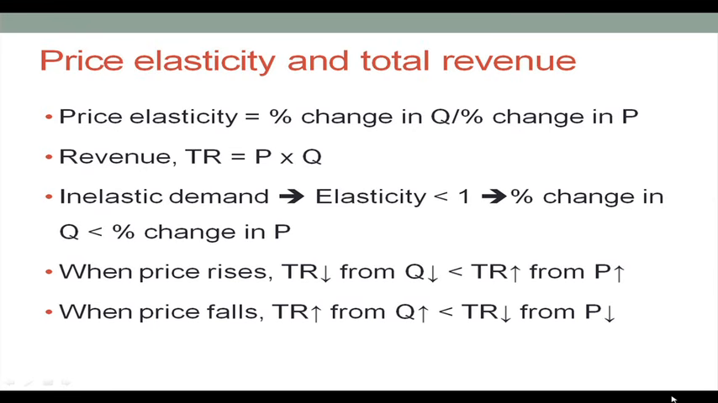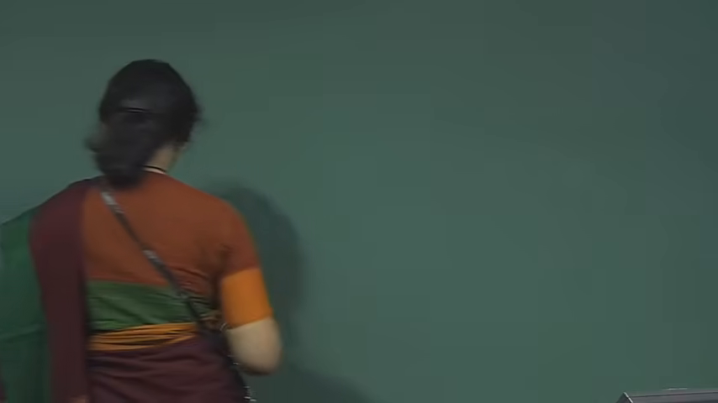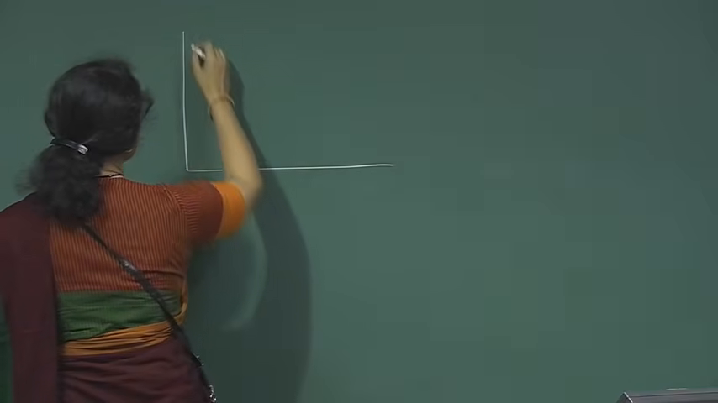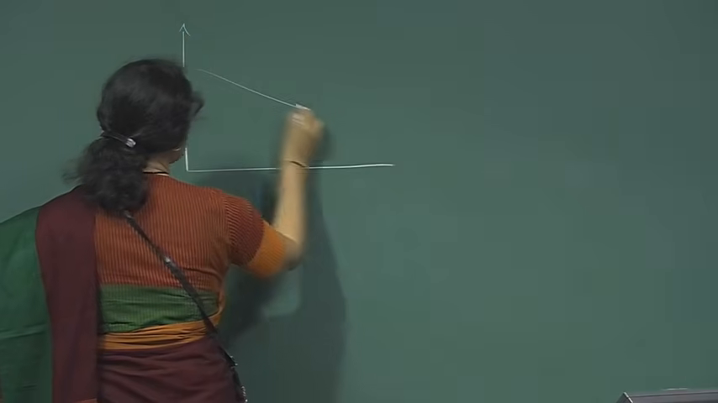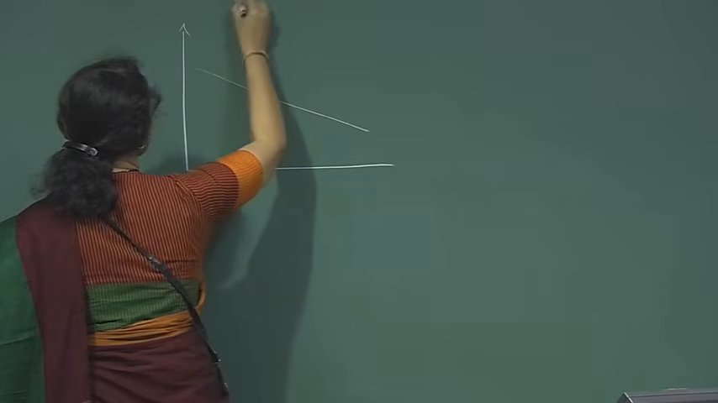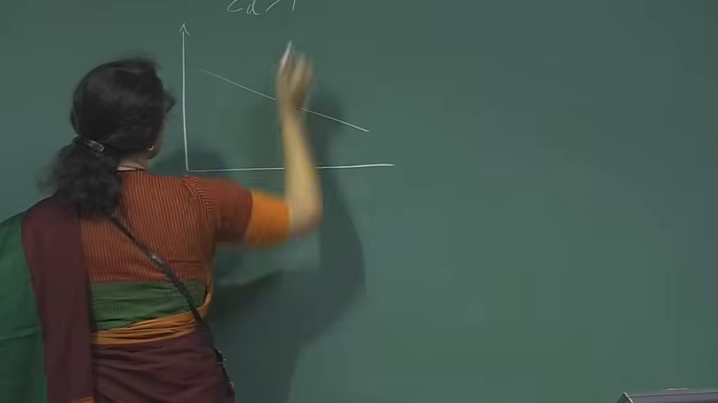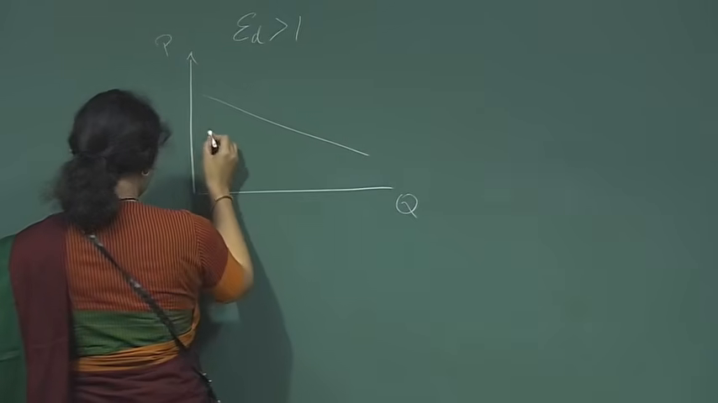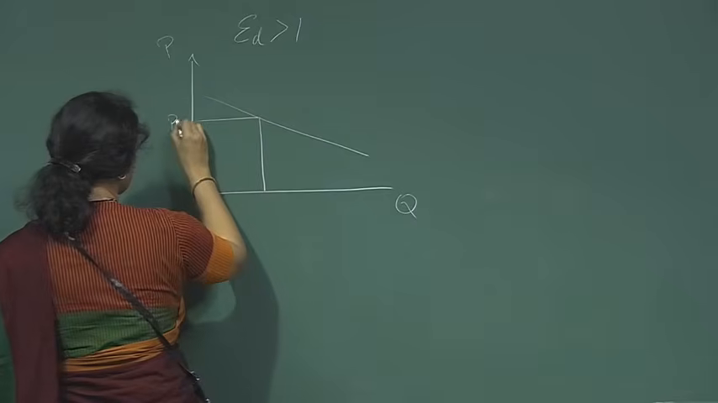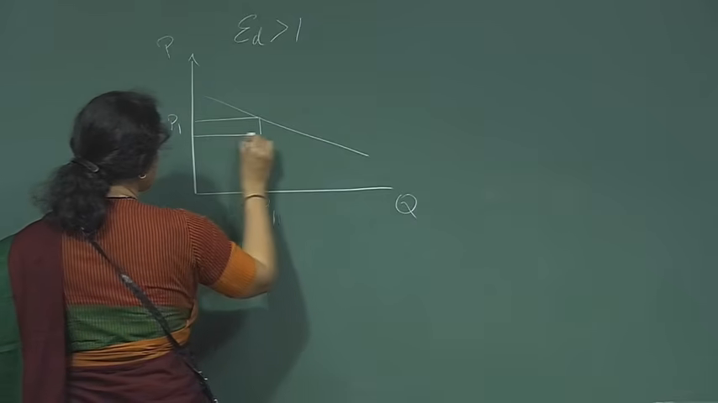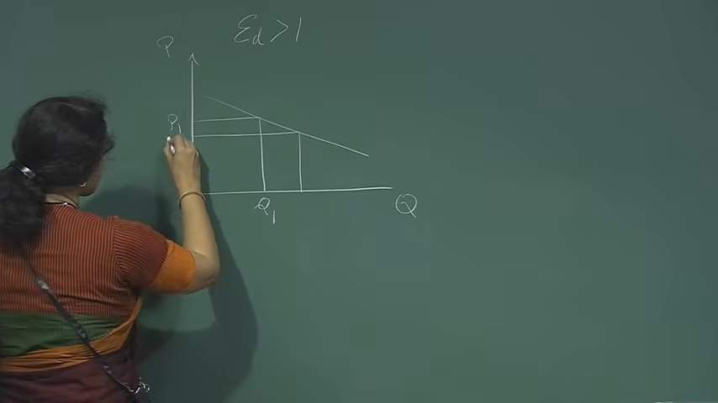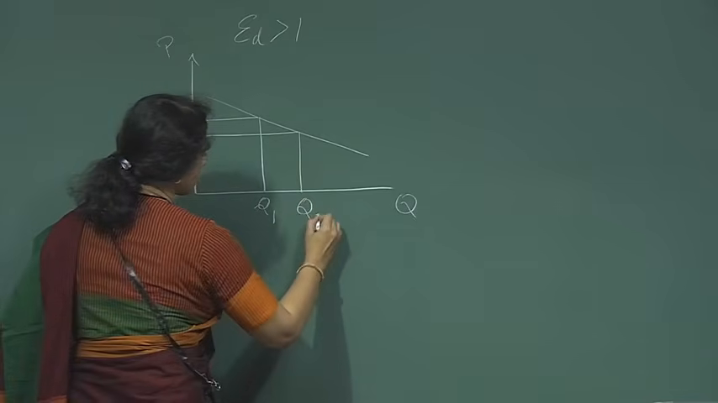Okay, so let me illustrate through a diagram also. This is the case of an elastic demand curve. So, this is a very elastic demand curve where price elasticity is more than 1. When price falls, this is P1, this is Q1, and there is a fall in price. The producer decides that I am going to reduce the price. So, the price falls to P2 and the quantity increases to Q2.